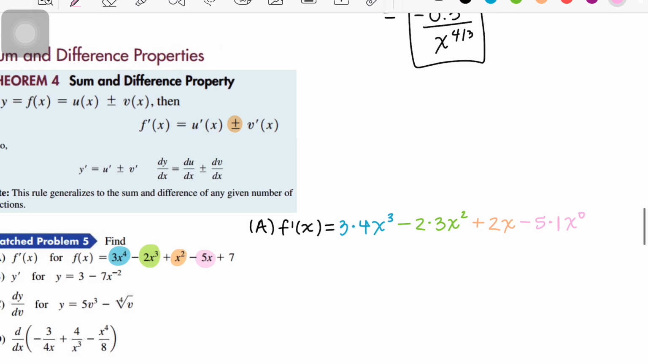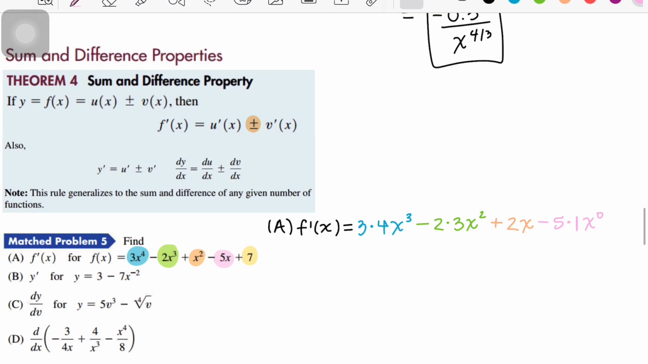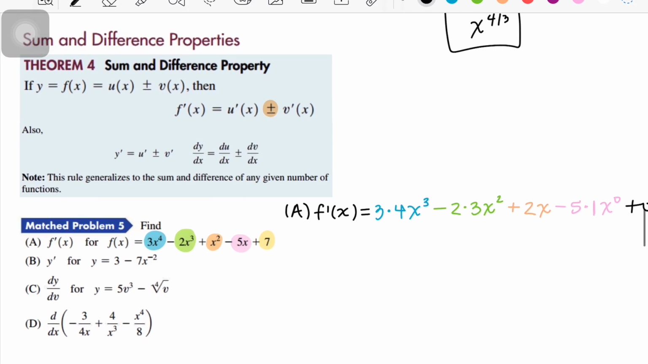And then lastly, we know that we have a constant here, the 7, and we know from the beginning of this video that the derivative of a constant function is just going to be 0. So we just add a 0 there, but we don't have to write that.